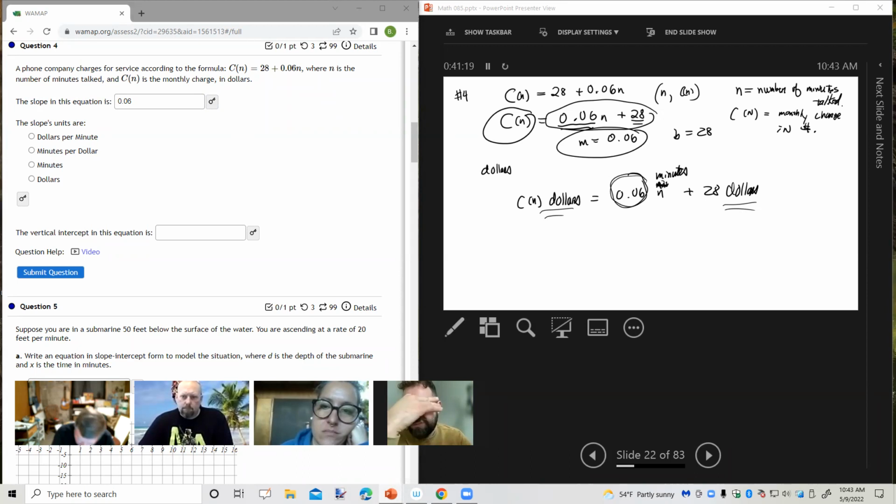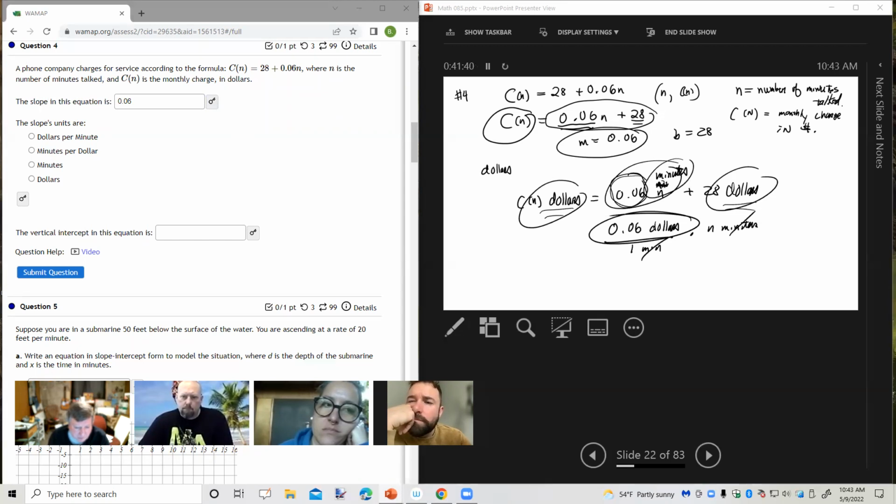Well, if the slope was in dollars per minute, and then this was times in minutes, wouldn't the units of minutes cross out and we'd have dollars left over? So we've got dollars equals dollars plus dollars. Are you seeing how that worked out? So our slope, the rate, has to be in dollars per minute. Question? Okay. All right, so there's our dollars per minute, okay?